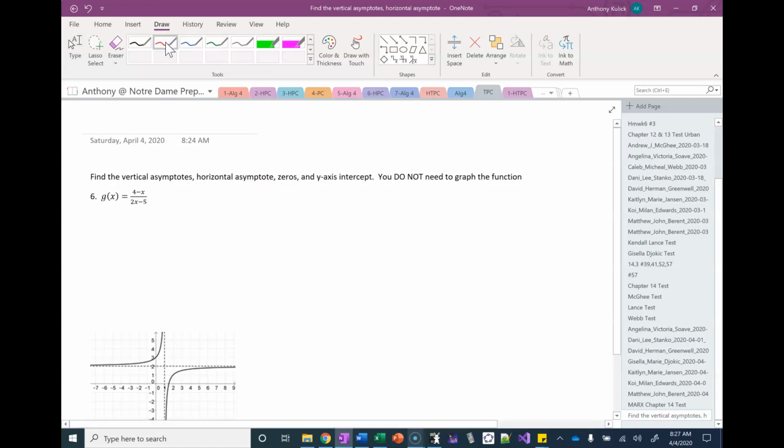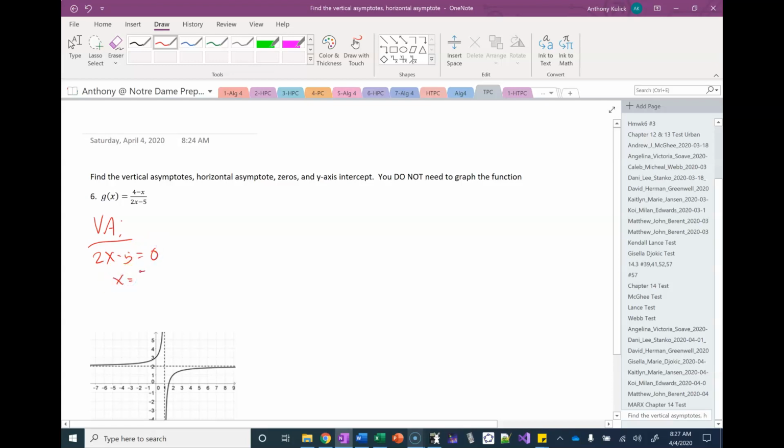You don't actually need to factor anything. In fact, really neither the numerator or denominator are factorable. So I can just work with this in the form that it's in. To find the vertical asymptote, all I'm going to do is set the denominator equal to 0.